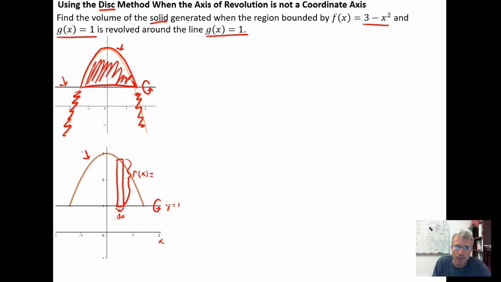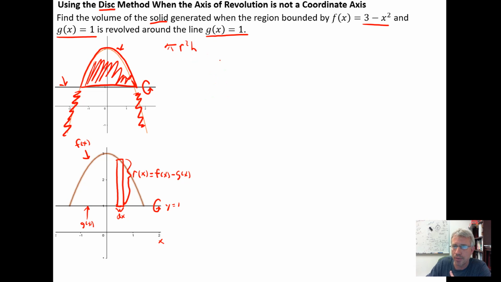My upper function is f of x. My lower function is g of x. So the radius of revolution, which is just the distance from the line of revolution to the upper function, is just going to be given by f of x minus g of x. So if I think about calculating the volume that I get when I rotate with respect to the line y equals 1, I'm still going to have cylinders. So the volume of a cylinder still is just pi r squared h.